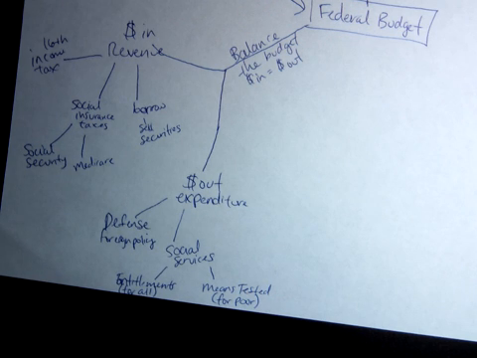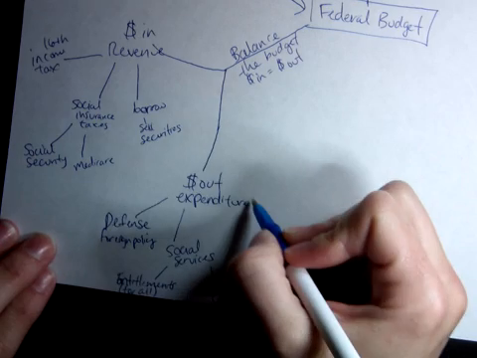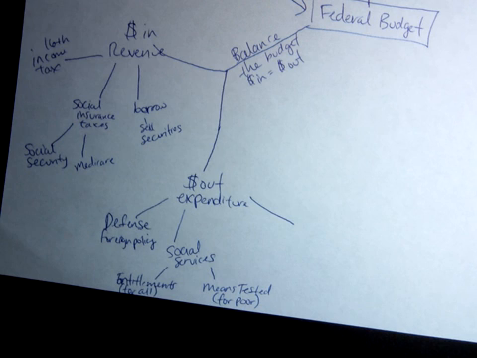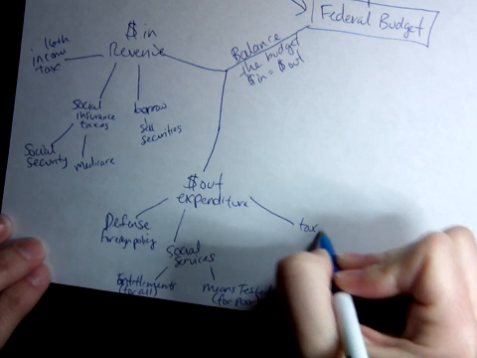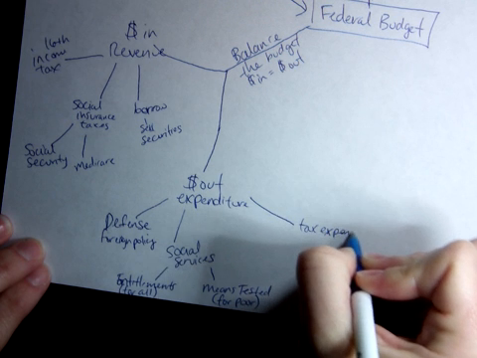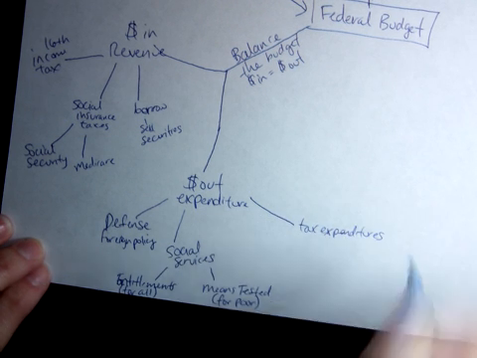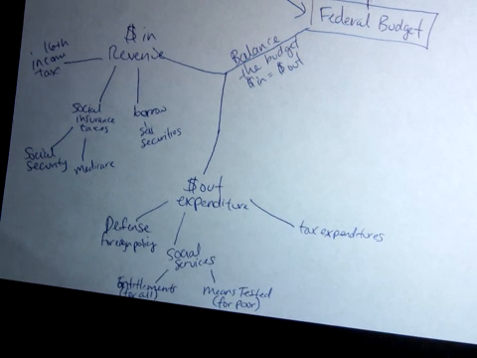All right, now there's a third one that's just going to be really hard to come up with, so I will help you out. This one is called tax expenditures. And what a tax expenditure is, it's really money not collected.